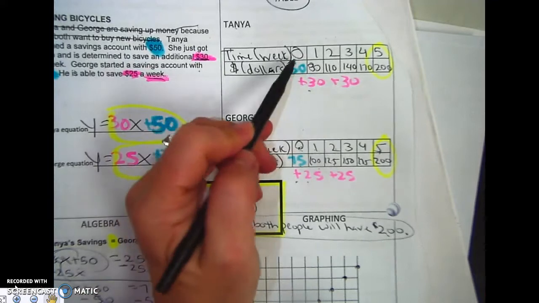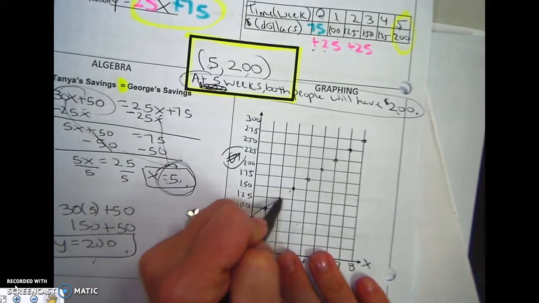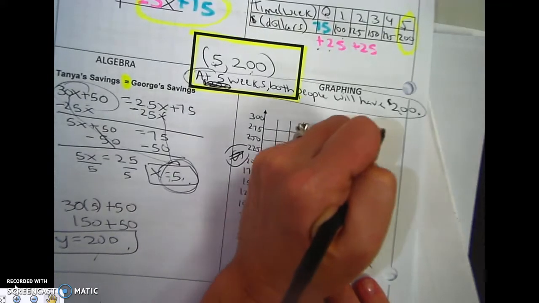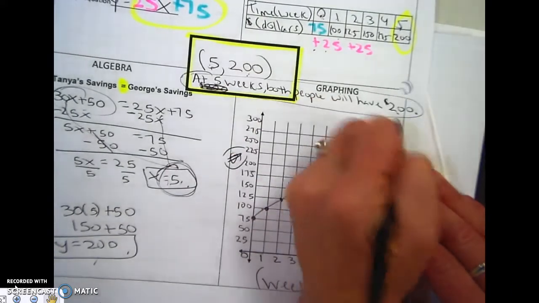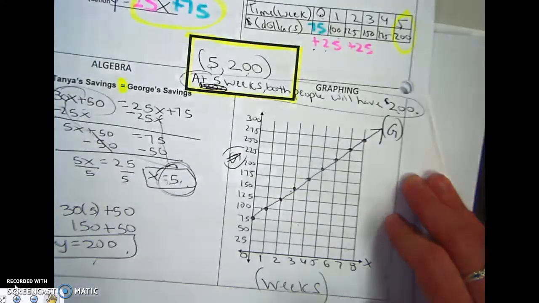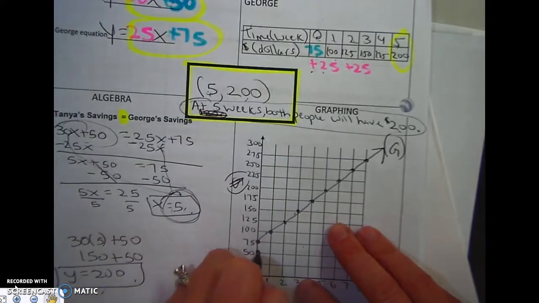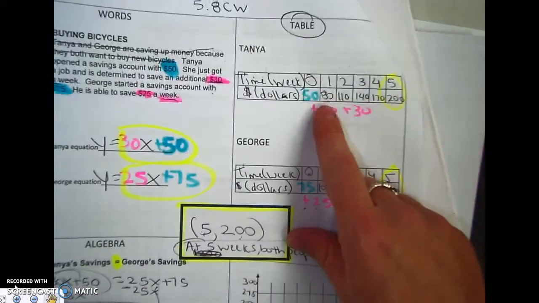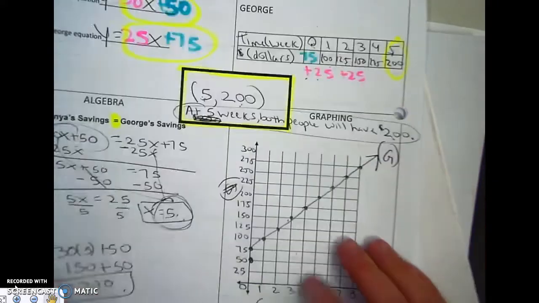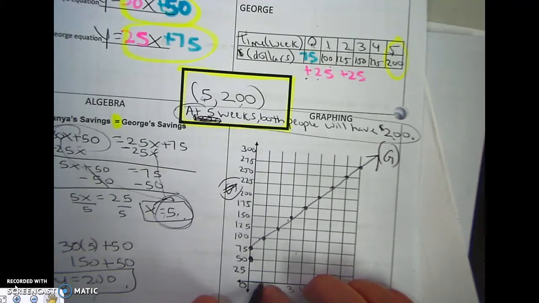So for Tanya, I'm starting at 50. So I'm going to go here and I'm going to start. Let me go like this, actually. I'm not ready to do that yet. This is George, so let me label it G for George, okay? Now I'm going to go to Tanya. So Tanya's start is at 50. And then her next value is 80. So I go right 1 and up to 80.